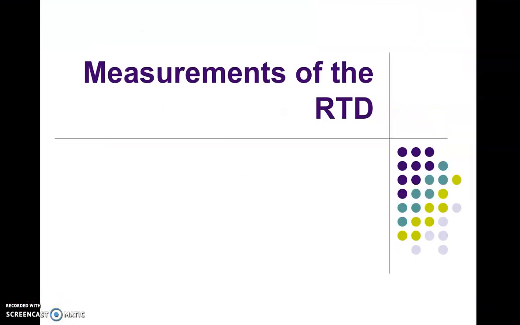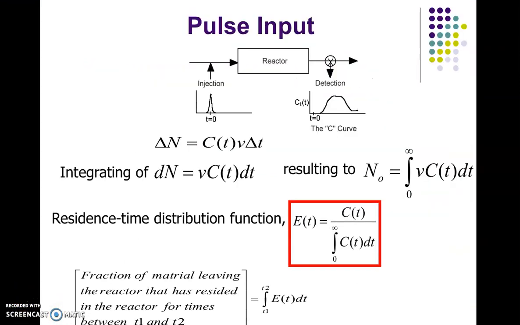Okay, now we go to the measurement of the RTD. Just now I did mention two methods of injection. One is pulse input, another one is step input. Your pulse input outcome will be something like this, okay? When you plot concentration versus time, it will have this kind of curve. From this data, you can get your RTD function, which is known as E(t).